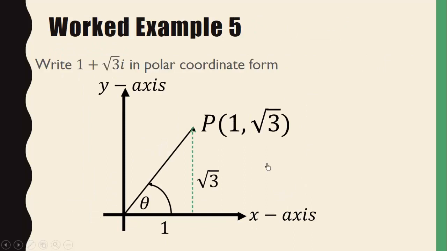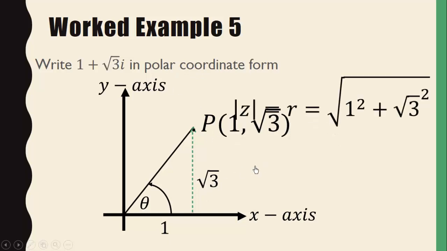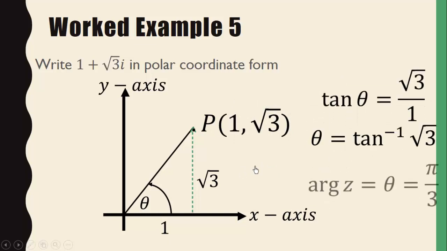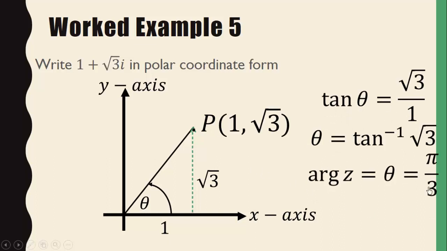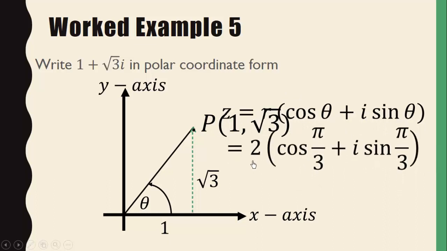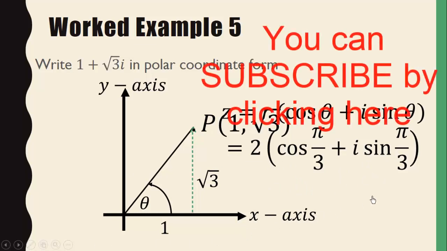Now let's see how we can work with this. We are writing this in polar coordinate form. Now we've seen this already, and we found our modulus to be 2, and we found our theta to be equal to pi over 3. Now we just substitute this into the formula z equal to r cos theta plus i sin theta to get 2 cos pi on 3 plus i sin pi on 3, and that is the polar coordinate form for you. If you like, you can write it in the form r comma theta.